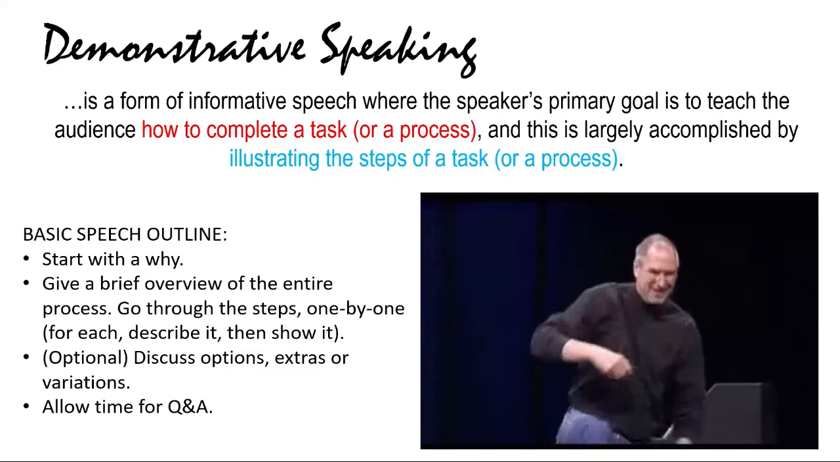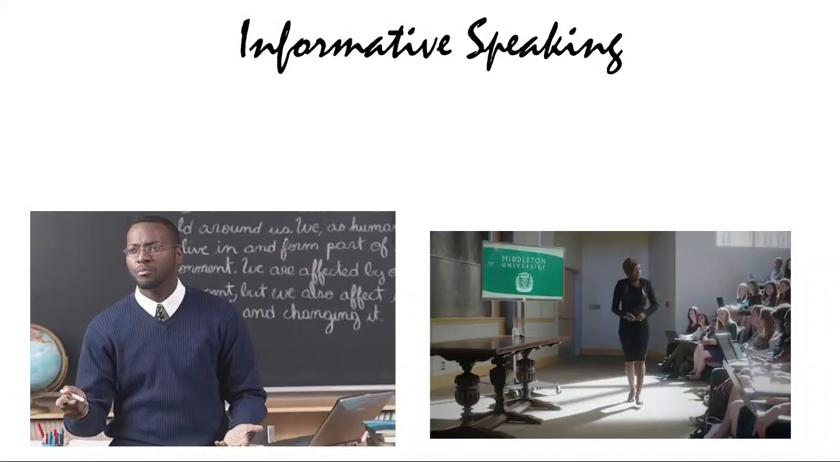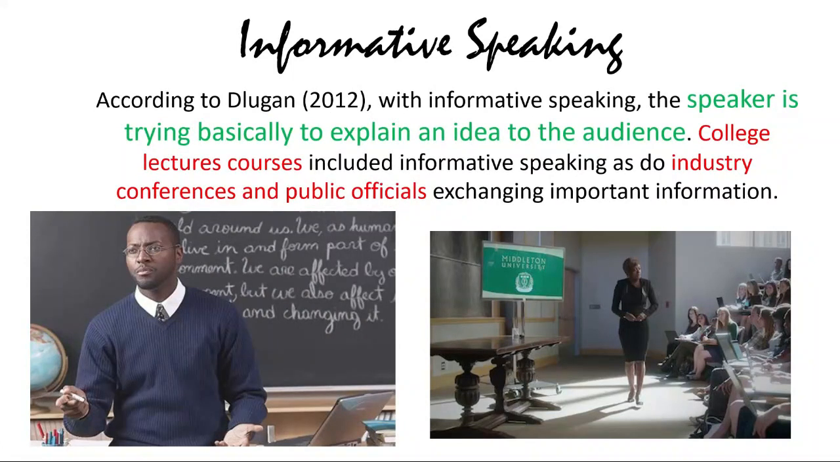The third type is informative speaking. According to Lugan 2012, with informative speaking, the speaker is trying basically to explain an idea to the audience. College lecture courses include informative speaking, as do industry conferences and public officials exchanging important information. In this type of speaking, the information is what is essential and not seeking the approval of the audience, since its main point is to disseminate information.